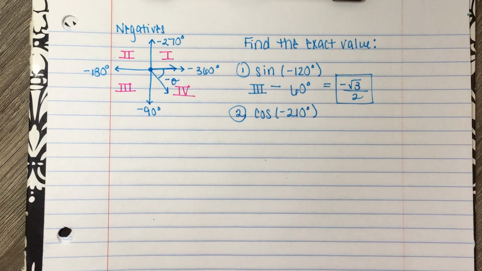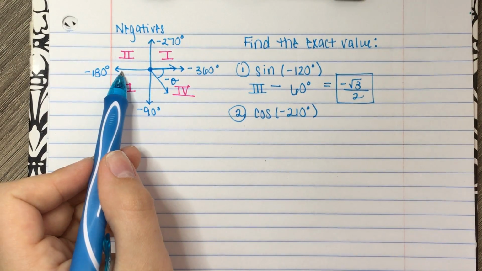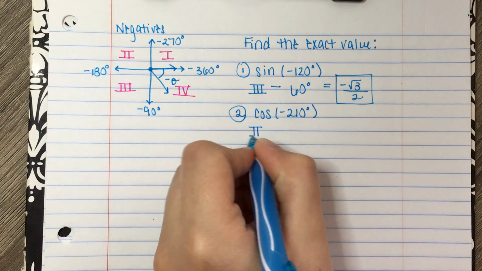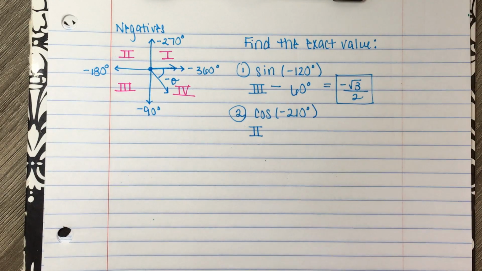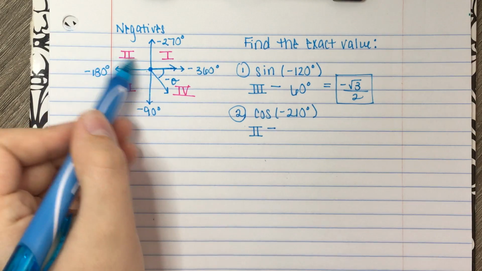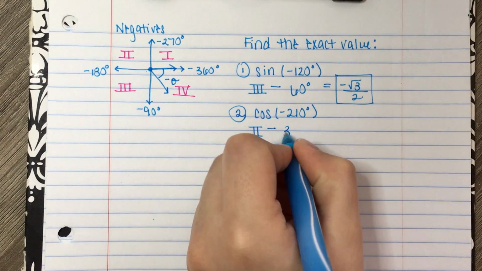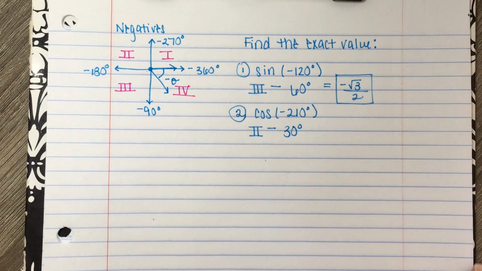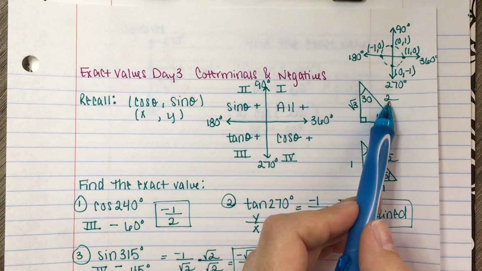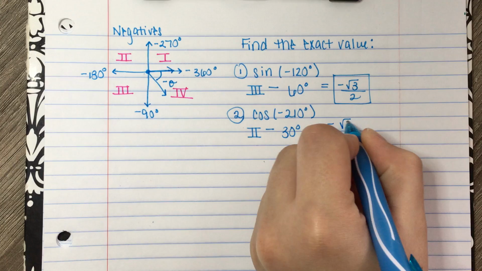All right, so 210 degrees, we rotate downwards, we pass negative 90, past negative 180, and then here we are lying in quadrant 2. In quadrant 2, sine is positive, cosine would be negative. And then negative 210 is 30 degrees away from negative 180. So we're going to do cosine of 30 degrees and make it negative. Cosine of 30 degrees is adjacent over hypotenuse, and it's the same answer as number 1, negative square root of 3 over 2.